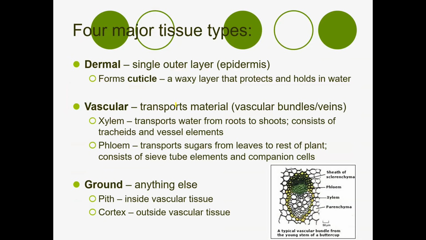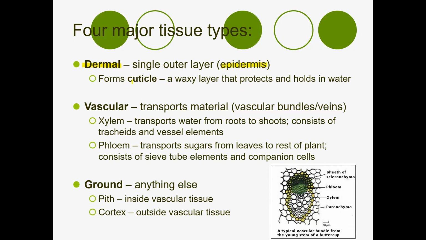All right, so these organs are going to be made up of tissues, and we're going to take a look at 4 tissue types. The first one is dermal. Now we have dermal tissue, and hopefully you know that derm equals skin. So the dermal tissue of the plant is kind of like the skin on our bodies. It's an outer layer, okay, called an epidermis, just like what we've got.